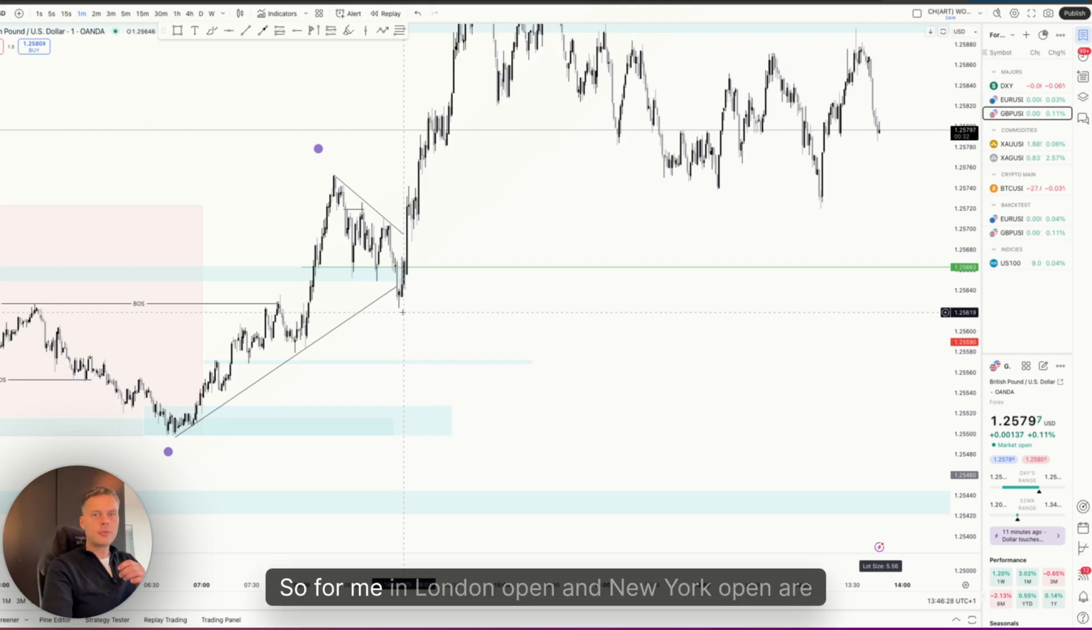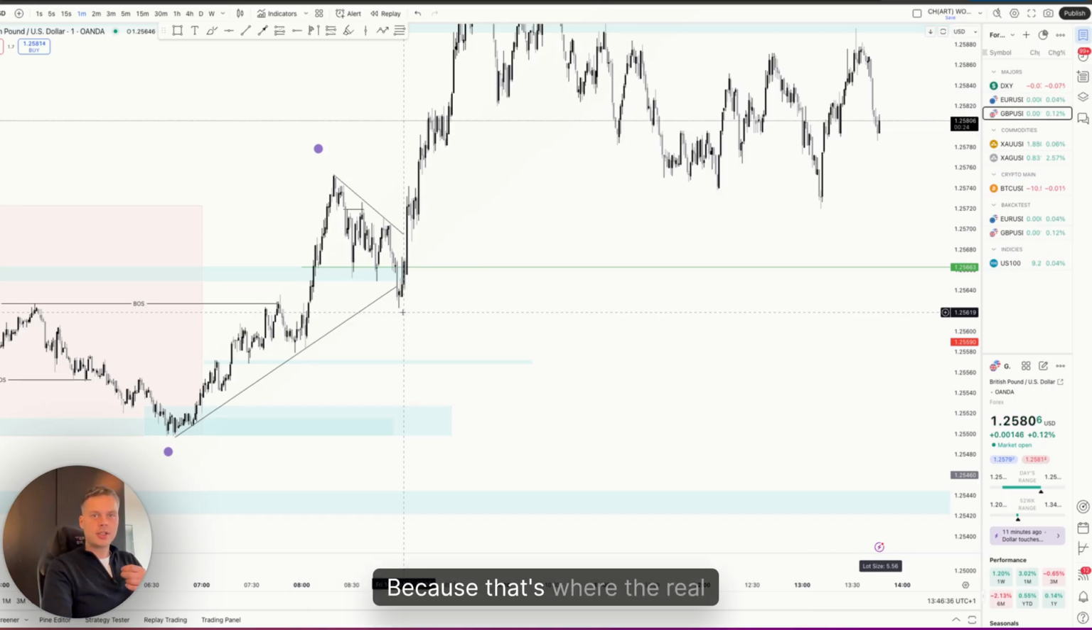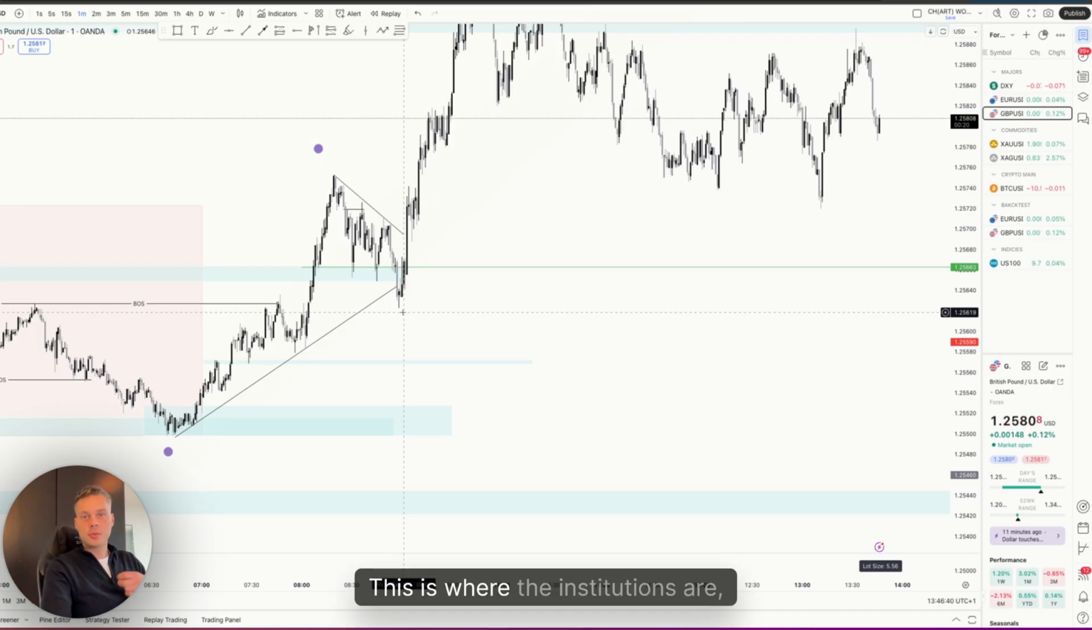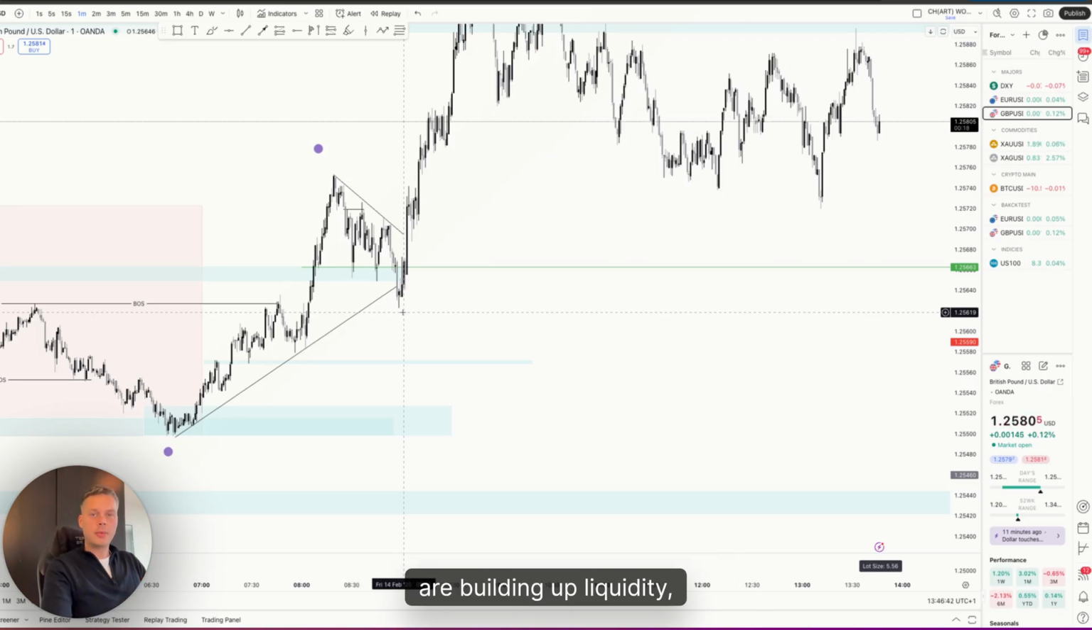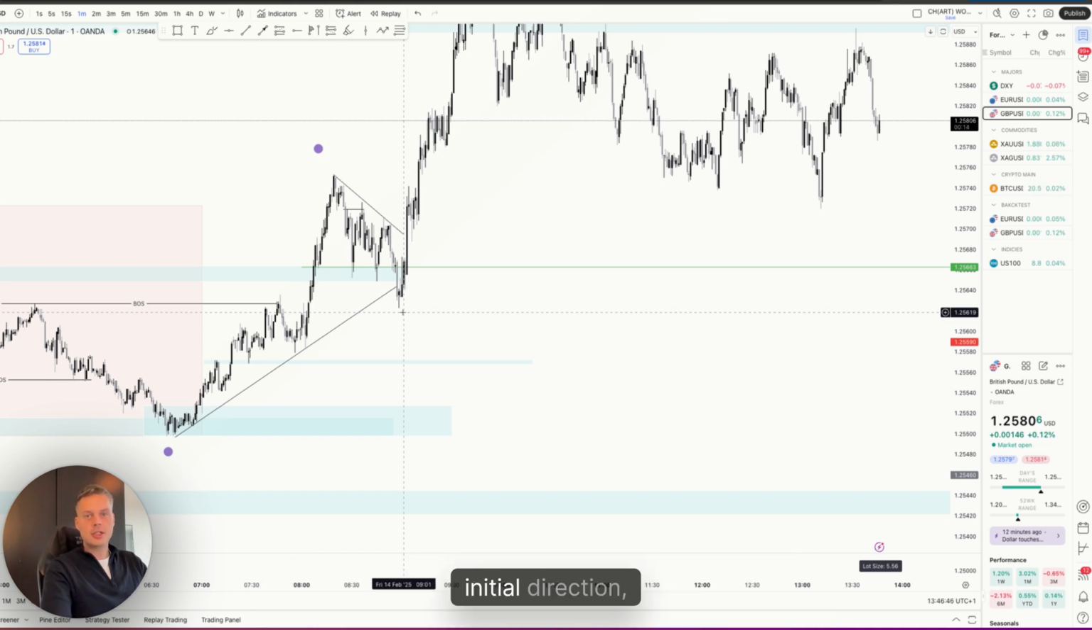So for me, a London Open, a New York Open are very, very important timings to take the trades, right? Because that's where the real money flows into the market. This is where the institutions are building up liquidity, taking all those traders out, and then move in its initial direction, which in this case was bullish.